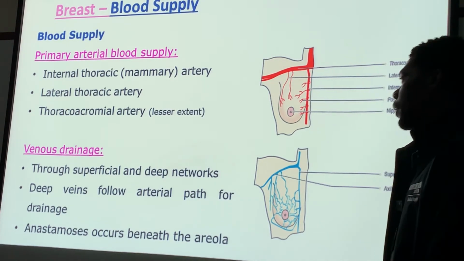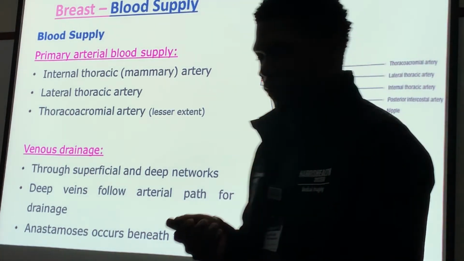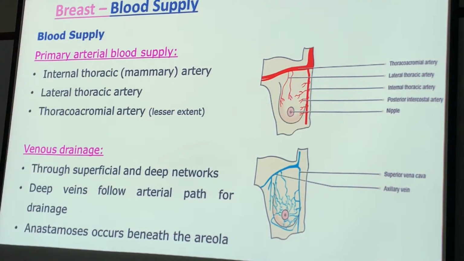Okay. Again, like I said, deep veins follow the arterial path for drainage. So just like there's an internal thoracic mammary artery, there's also going to be an internal thoracic vein draining that blood from the breast. All right. And the anastomosis of these vessels, where they all combine, occurs beneath the areola. You can see all these veins coming to the space where the areola is.